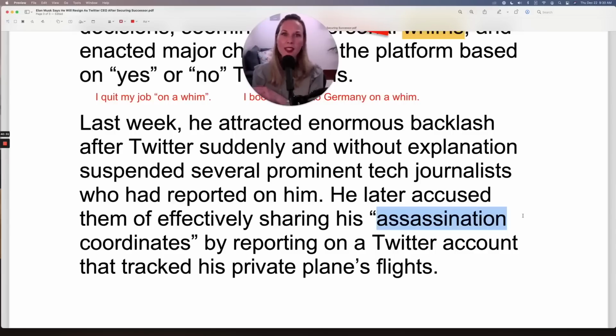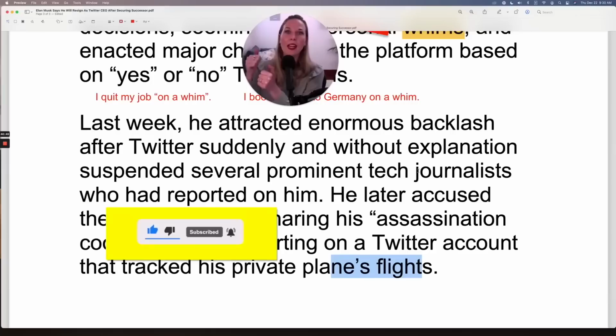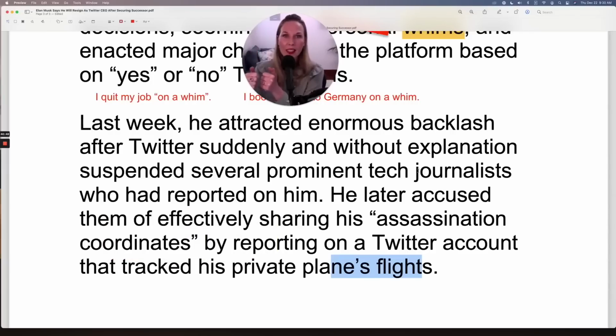So Elon Musk is saying that this journalist gave his flight plan. So basically, they posted Elon Musk is going to be in Germany on this date at this time. So if somebody wanted to attack Elon Musk and kill him, well, now they know where he's going to be, when he's going to be there. So it would be easy to plan that. So that's what it means by assassination coordinates. I'm just explaining that because you're probably curious.